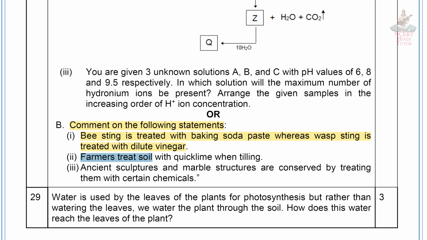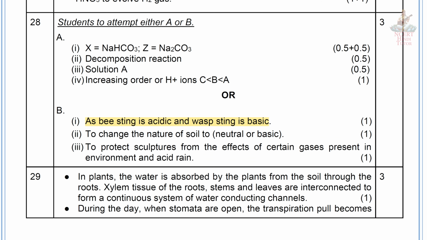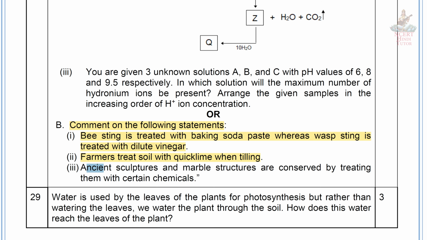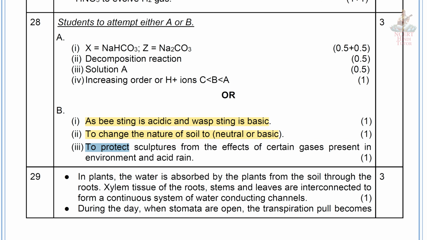Second, farmers treat soil with quicklime when tilling. Answer: to change the nature of soil to neutral or basic. Third, ancient sculptures and marble structures are conserved by treating them with certain chemicals. Answer: to protect sculptures from the effects of certain gases present in the environment and acid rain.